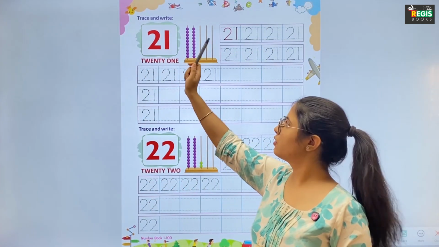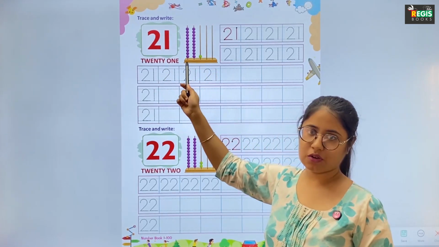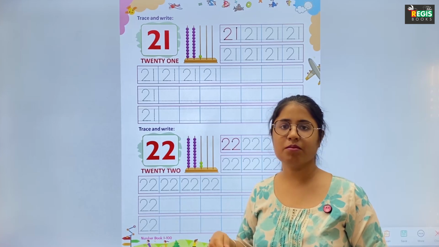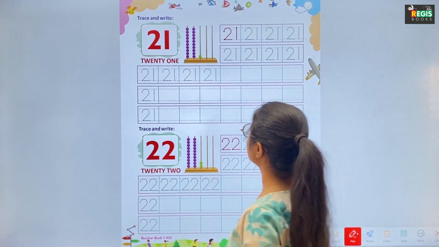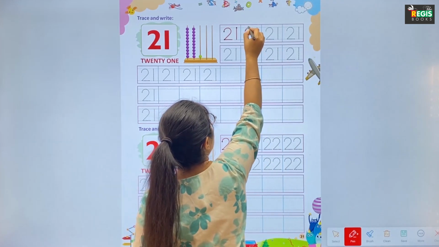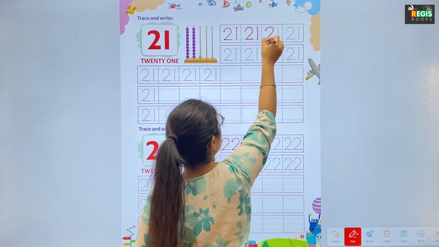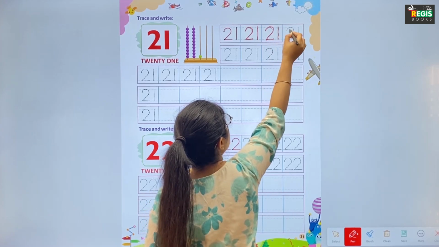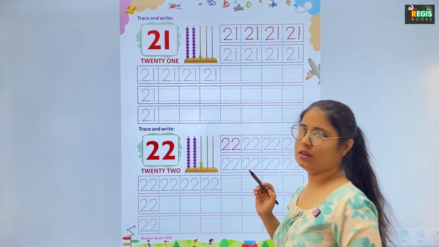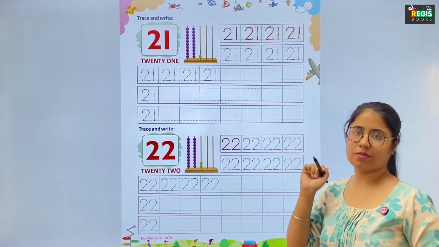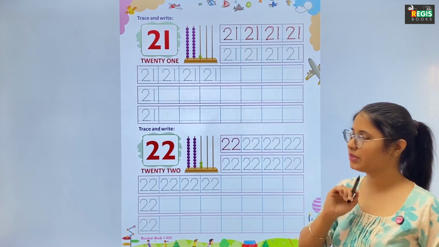Trace and write. 2, 1, 21. These are 21 dots. So kids, we write the number 21 by writing 2 and 1 together. So let's trace with me. Write 2, then 1. 2, 1, 21. So kids, similarly आप rest of the boxes में number 21 लिखकर उसकी practice करोगे.